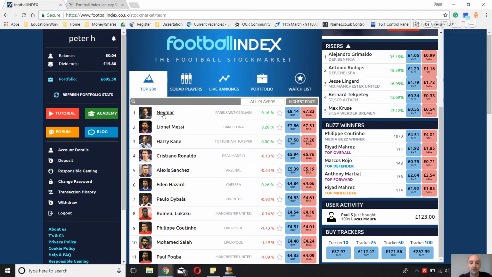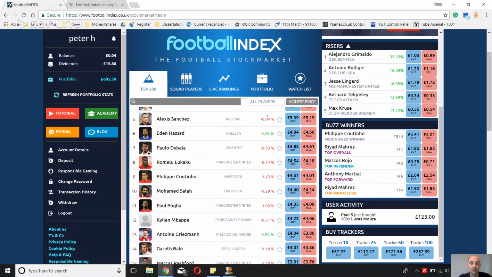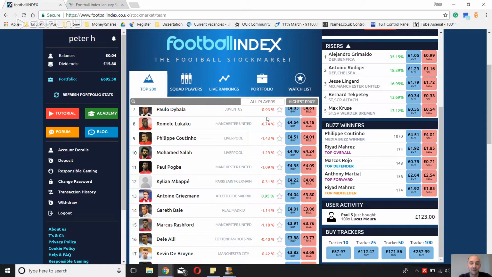In number 1 position is Neymar and he's currently £8.14 per share. These are all fictitious shares and you won't actually have any shares or power over the player. This small percentage here is a percentage that the player's value has risen over the last day. He has currently gone up 0.16%. Players tend to increase in value if they have good games or they're seeking transfer and there's people interested in them. As you scroll down, you will see some players have been affected negatively.